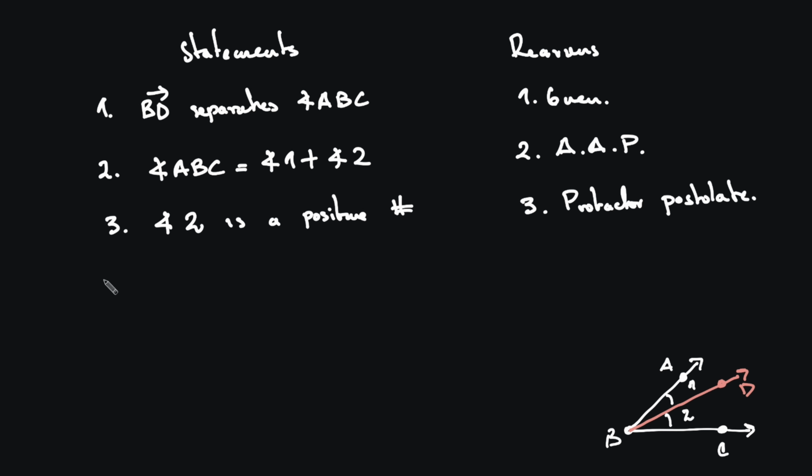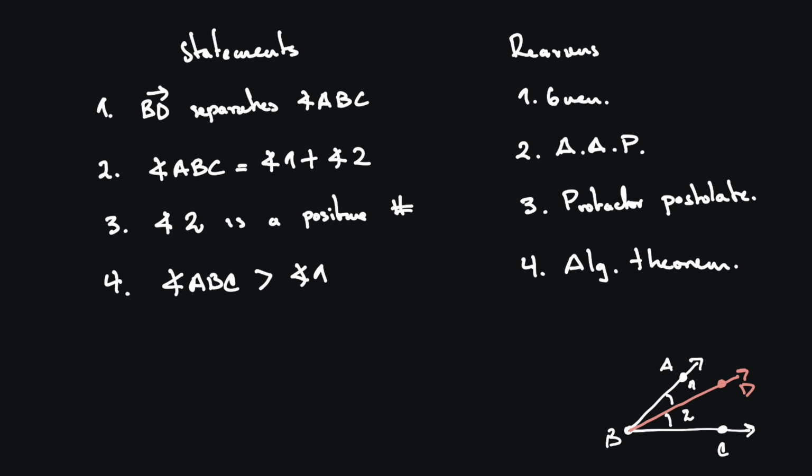And by the algebraic theorem, again, we know that since angle 2 is a positive number, angle 2 is our number C. So we know that angle ABC, or the measurement of that angle, must be greater than the measurement of angle 1. And this is by the algebraic theorem, right?